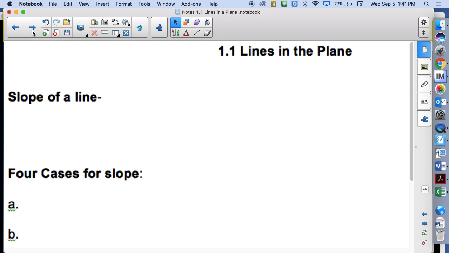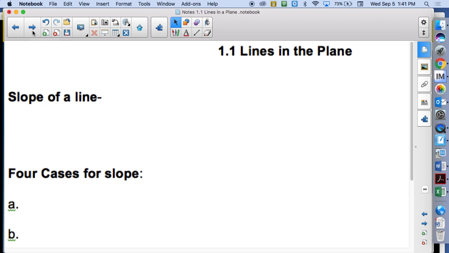Good times. All right, so lines in a plane. Just a fancy way of saying the regular little lines, but throw in that little plane to get you to think about geometry a little bit. We have the slope of a line. So without giving me the formula, how would you describe the slope of a line?